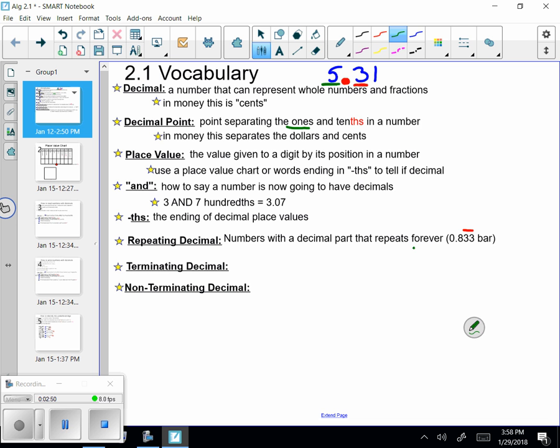You could have the number 0.12 with a bar over 1, 2. That means you're going to have 12 over and over and over and over in your number. And it's going to go on forever.